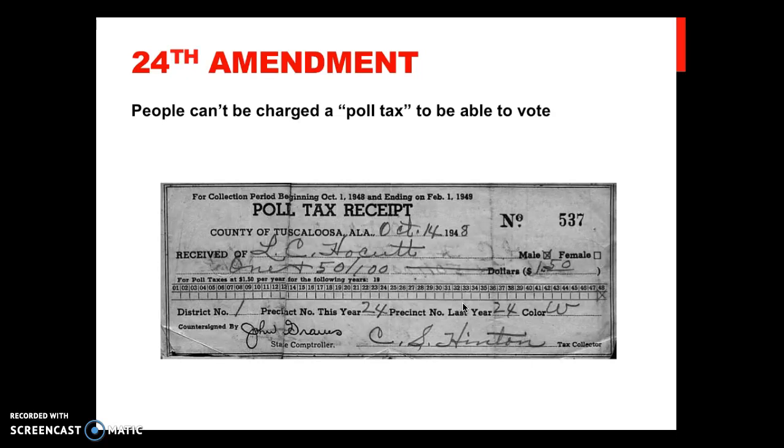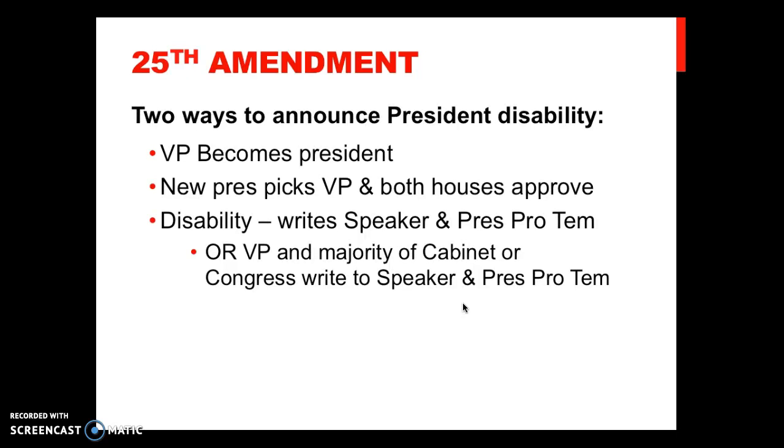You can see this one from 1948, $1.50. Obviously, if you were worried about where your groceries were coming from that week, you probably weren't going to fork out some money to go vote. So that was kind of their, the racist Southern way of kind of not letting black people vote. So, 24th Amendment fixed that.